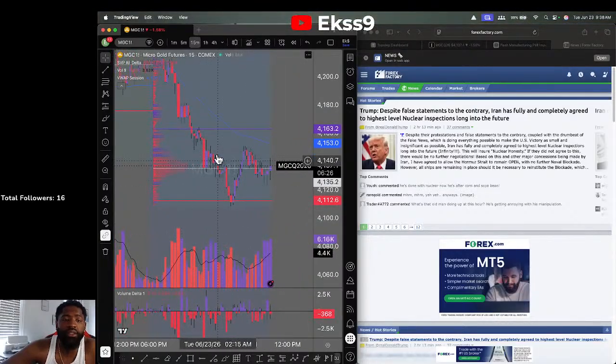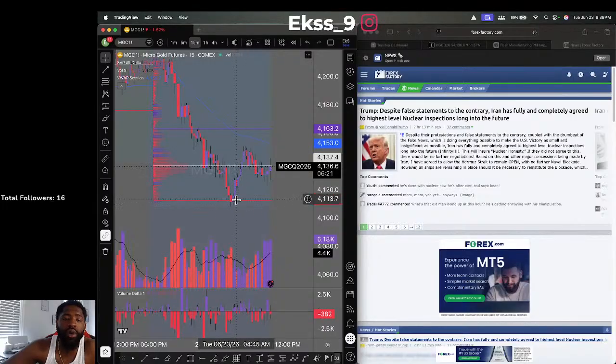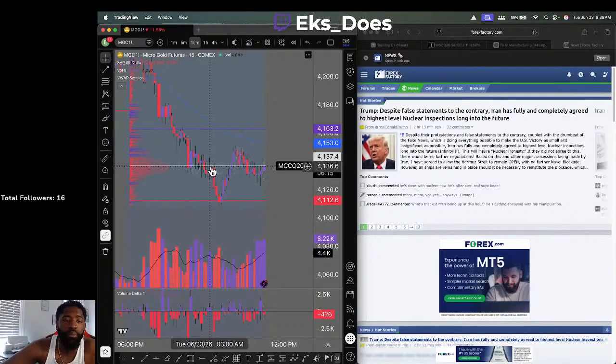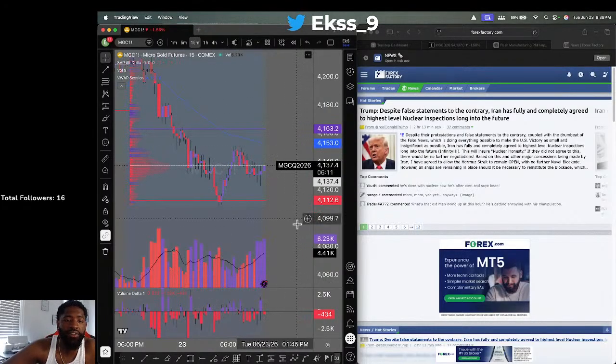So within this session, we reach the value area low, and at this value area low, we see buyers step into the market and break structure here, right? So why is that significant to me, right?